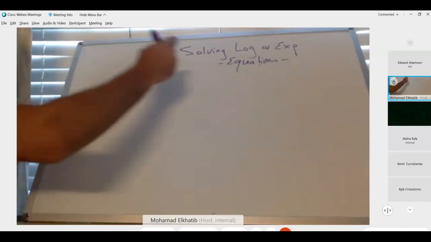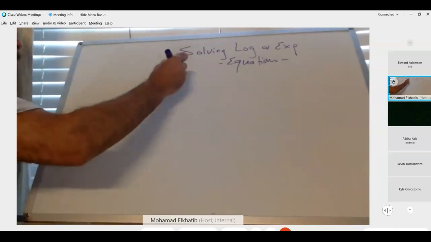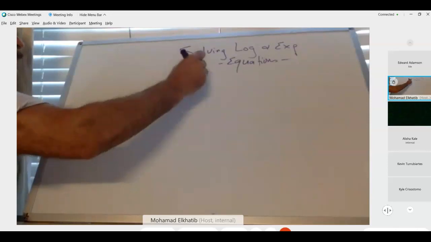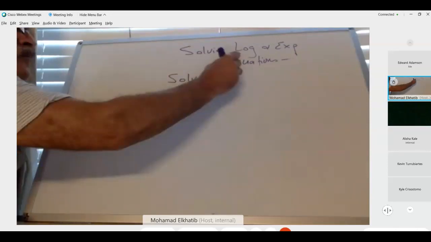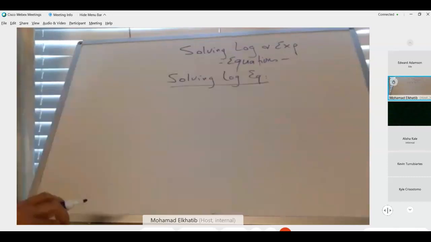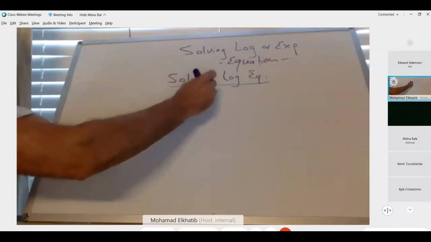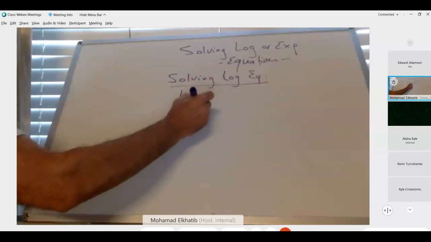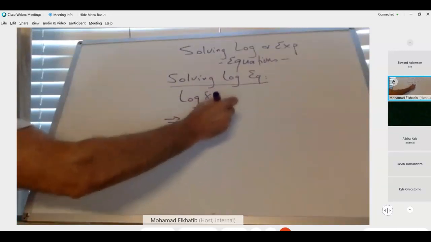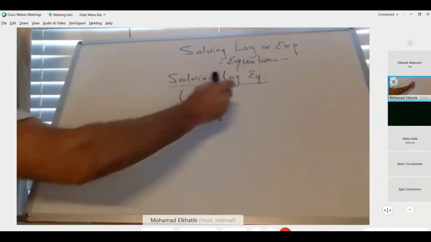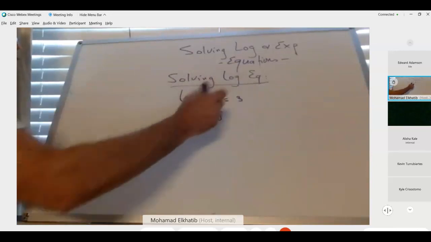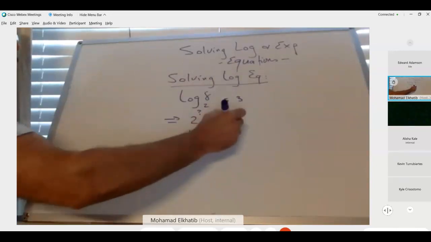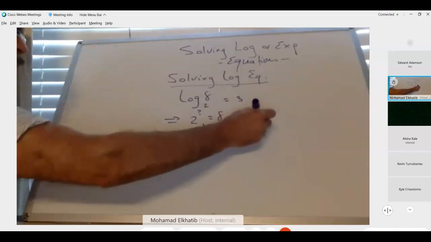Let's talk about solving equations first. I'm going to show you some rules that are a little different than your book, which make it easy for you. First of all, what do you mean by a log, for example, base 2? It means 2 should be raised to what power to give me 8, right? And the answer is 3. Why? Because 2 to the power 3 gives me 8.